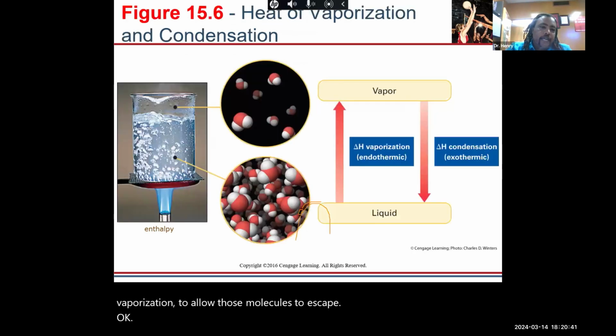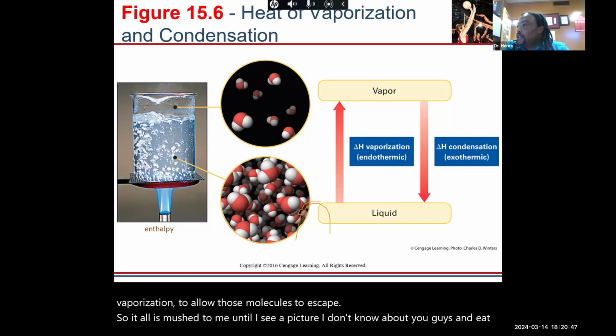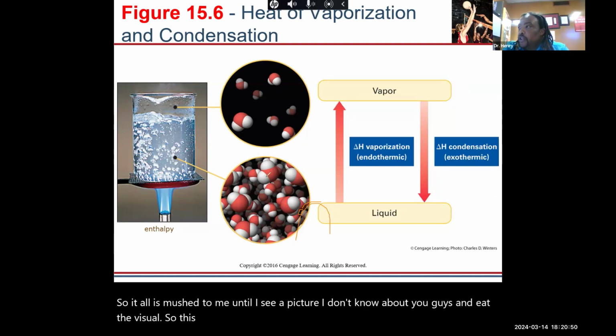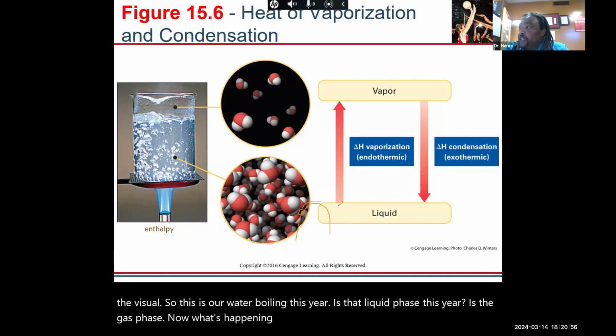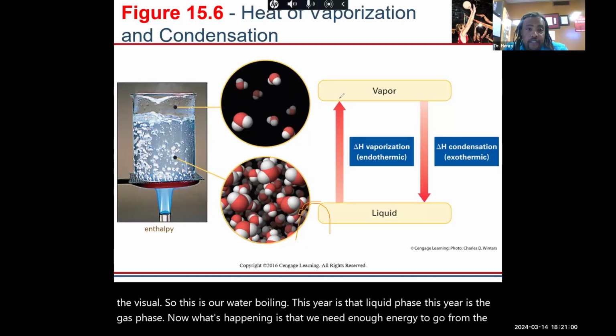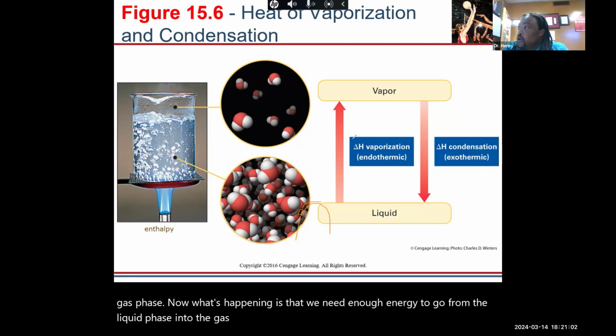So it all is mush to me until I see a picture. I don't know about you guys, I need the visual. So this is our water boiling. This here is that liquid phase. This here is the gas phase. Now what's happening is that we need enough energy to go from the liquid phase into the gas phase. And that energy that we have to overcome is called the heat of vaporization.